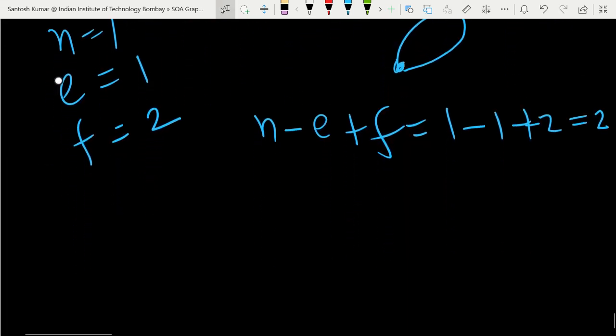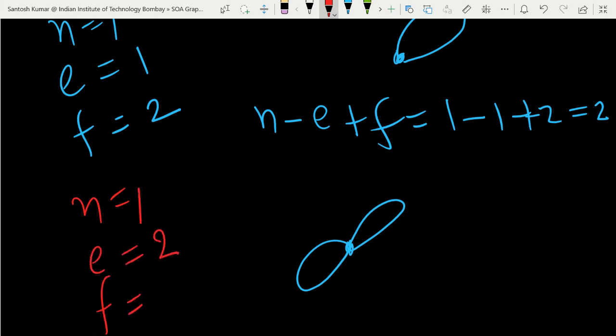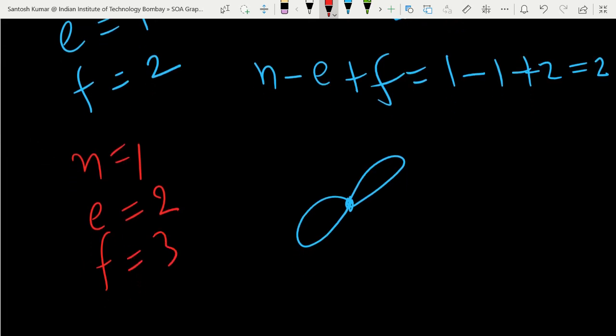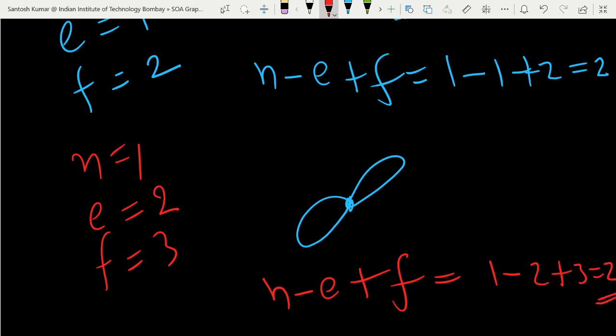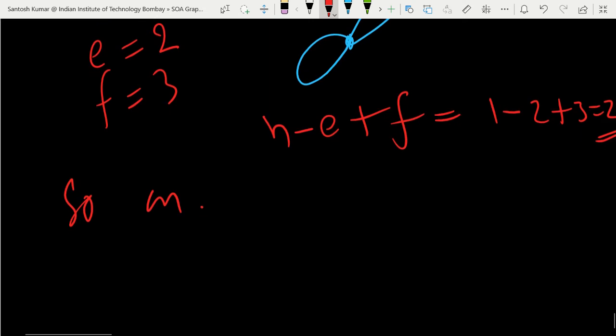And again you can do this experiment. So it might have two loops. In this case, you may see n, the number of vertices, is 1, edges 2, and faces how many? Three. So for the n equal to 1 case, you will always notice 1 minus 2 plus 3, so it will be true. And so on, you can do this, so this result will hold.